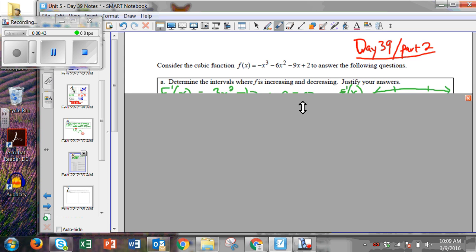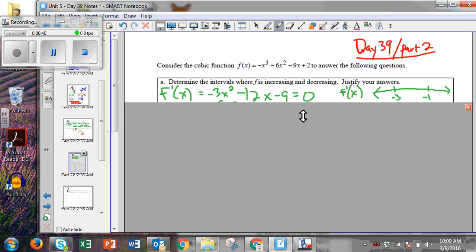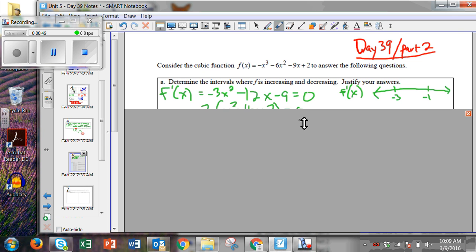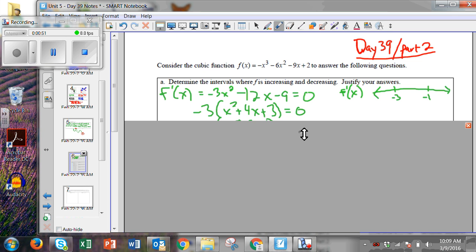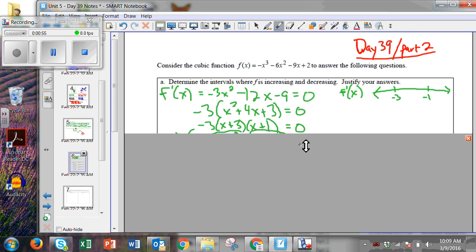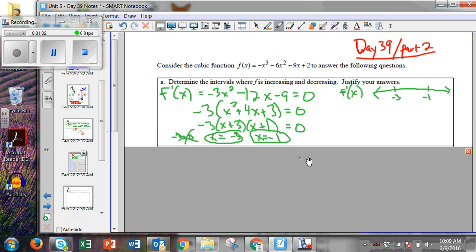So let's take a look. So take the derivative, got it right there. Now I want to set it equal to 0. I want to factor it, so I took out a negative 3. And now I can factor that quadratic to x plus 3 times x plus 1. So set the three things equal to 0, and I know negative 3 will never equal 0. So x equals negative 3 and x equals negative 1.